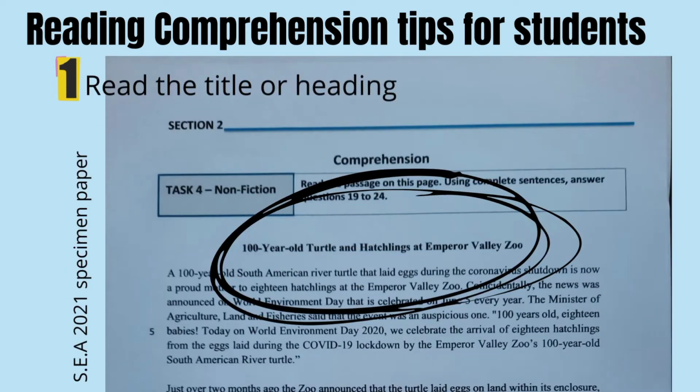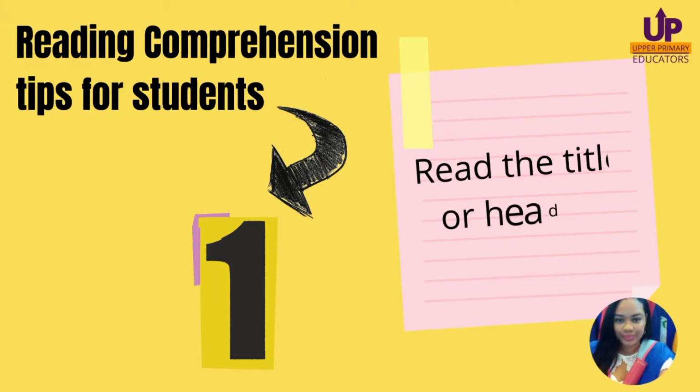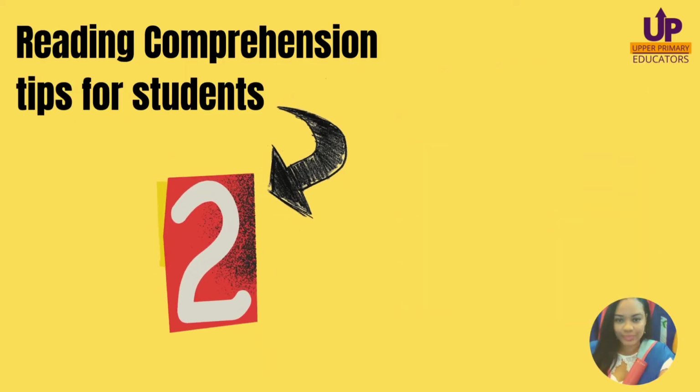Let's have a look at another title. This test paper is the SEA 2021 specimen paper. 100-year-old turtle and hatchling at the Emperor Valley Zoo. After reading the title, your mind automatically starts making connections and predictions. So it's important that you read the title and the headline. On to our next tip.